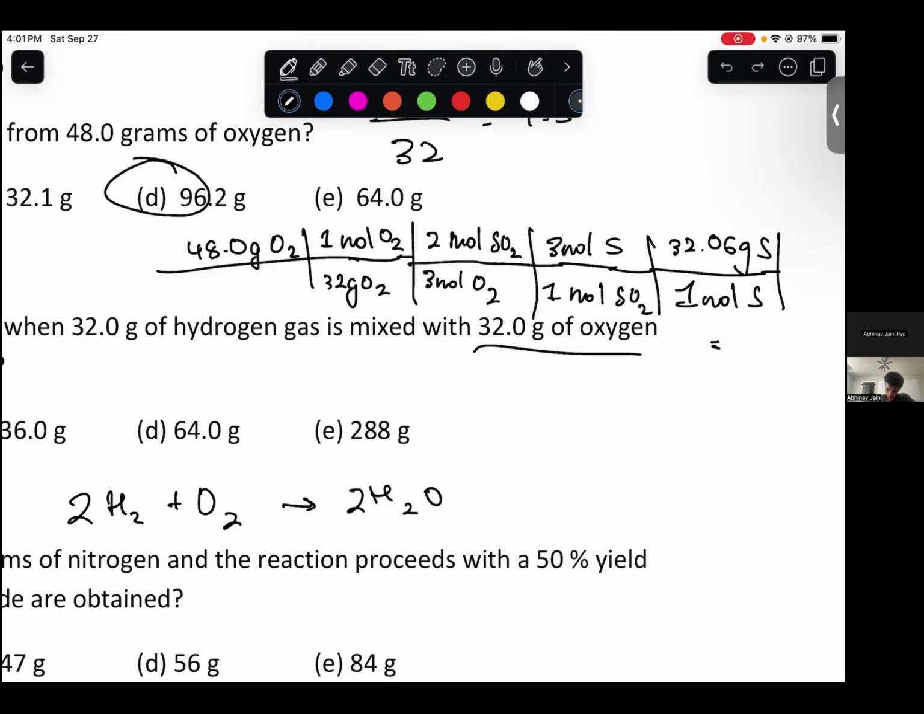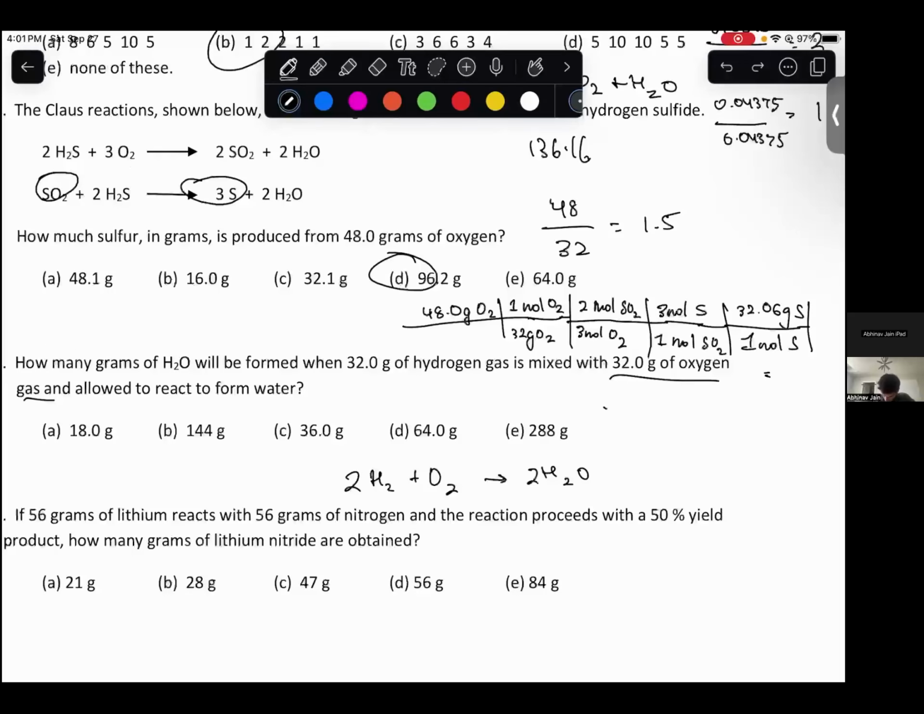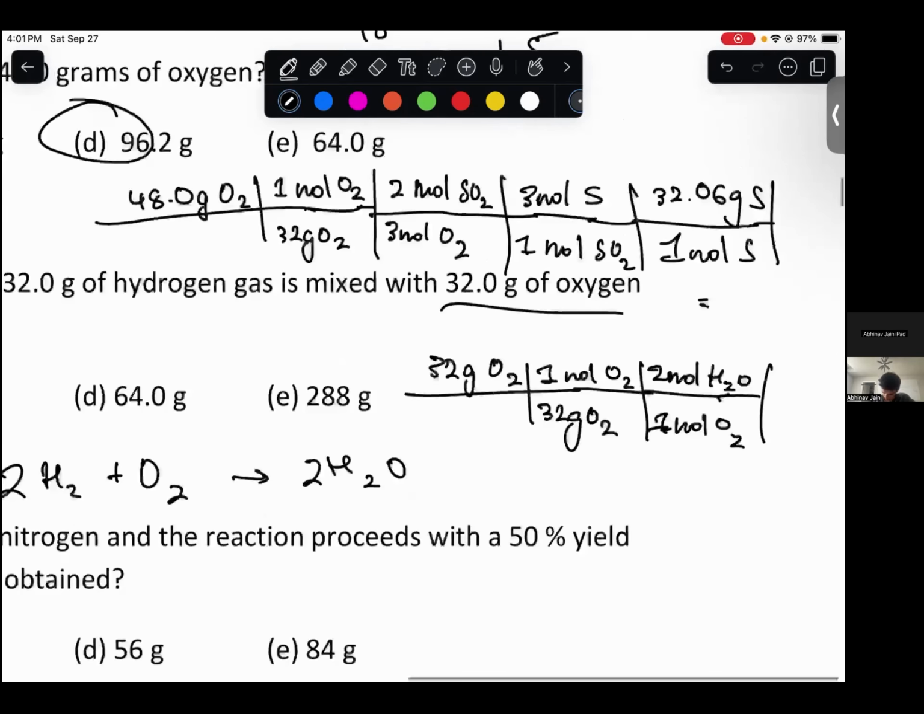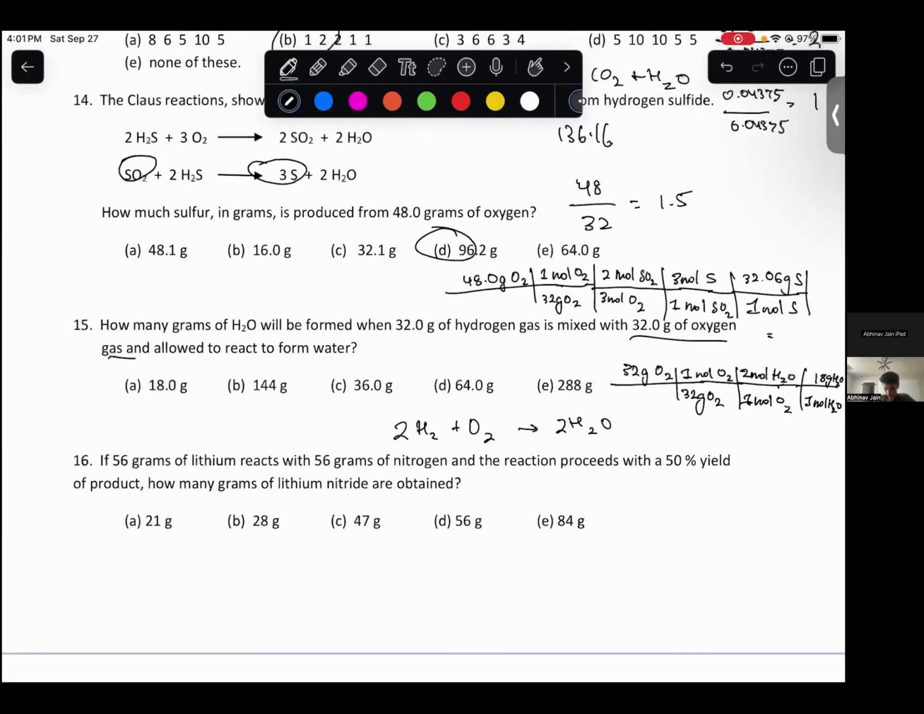So we set up our stoichiometry. For every 32 grams O2, we have 1 mole O2. For every 1 mole O2, we have 2 moles water. And for every 1 mole of water, we have 18 grams of water. If we multiply all this out, 32 times 2 times 18 divided by 32, it's going to be 36 grams. So the answer is C.